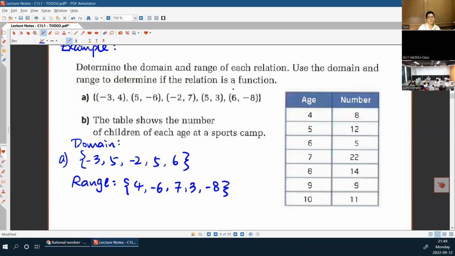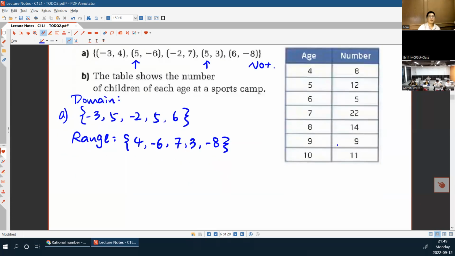And let's check if this is a function. By definition, for any given independent variable, there should be only one image. But we can check here. For the element 5, there are 2 images corresponding to 5. So apparently this is not a function.